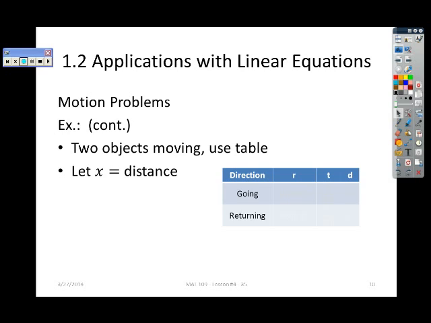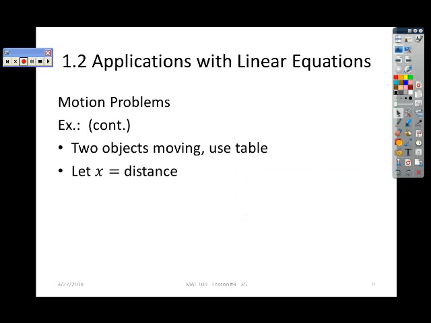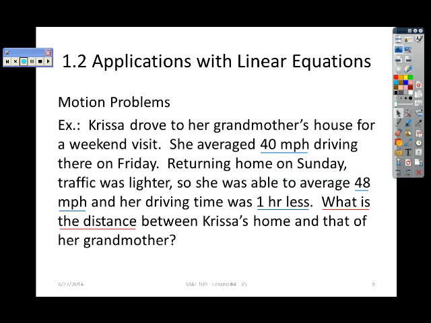These just help you identify that everything that I put on this row is going to pertain to when she's driving to her grandmother's. Everything on this row is everything that pertains to when she's returning. Well, what do we know about these other columns? Do we have any information that we can put into any of those other columns? What numbers were provided in our problem? And what were those?